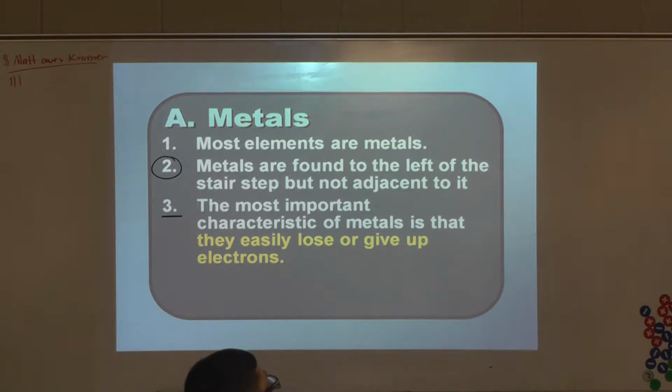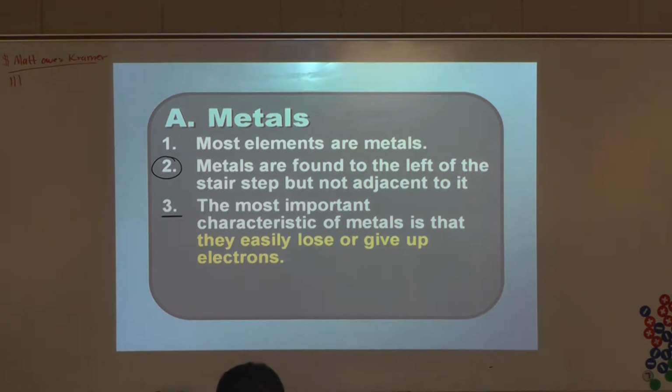Does everyone see this right here? What does that look like? Stairs, doesn't it? Okay? Let's call it the stair step line. It's there for a reason. Okay, so here's how we locate the metals. Metals will be to the left of the staircase, but not adjacent. Adjacent means along a side.